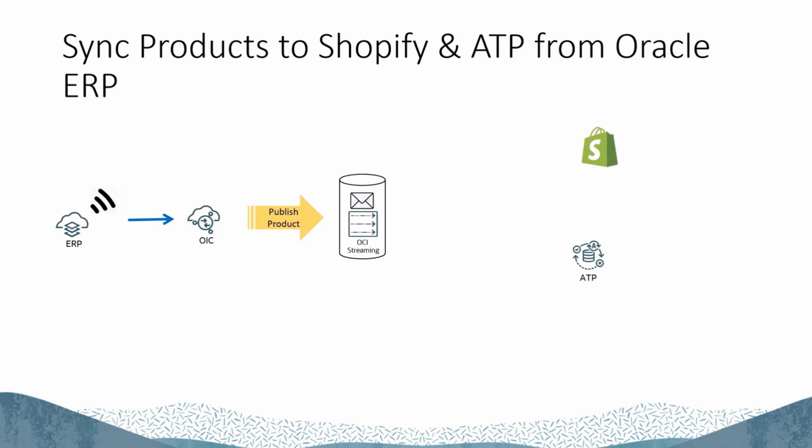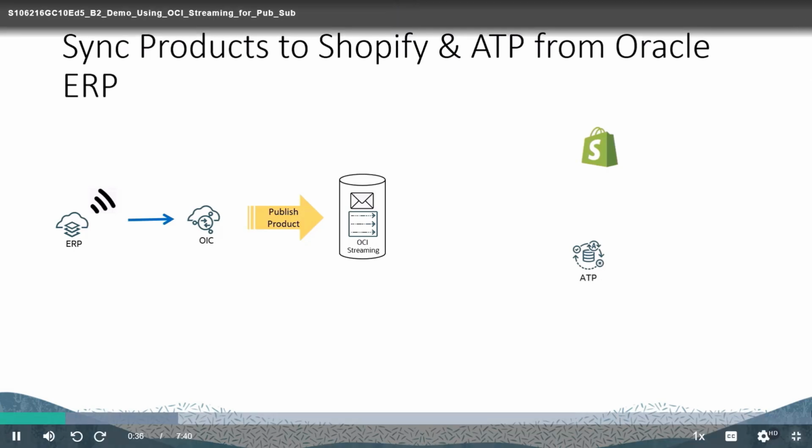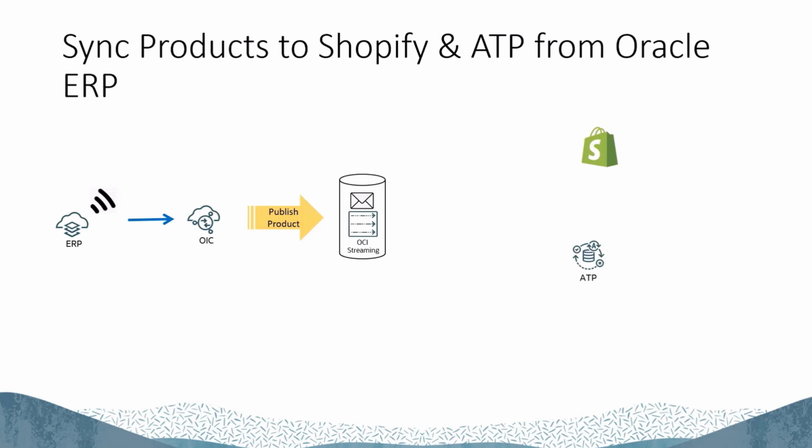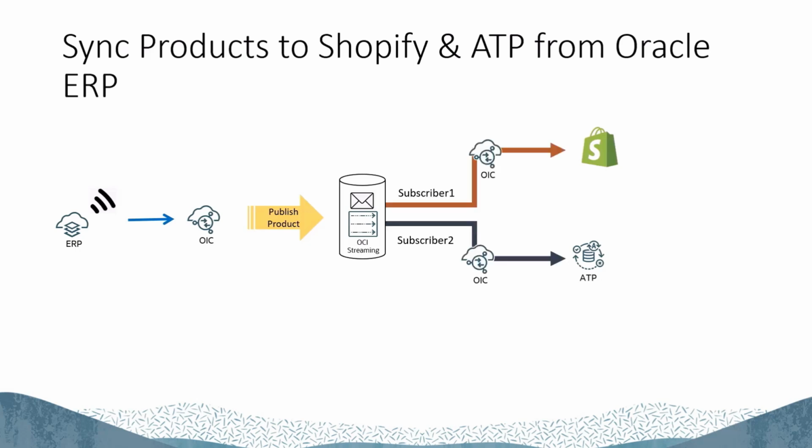Whenever a product gets created in the ERP, an event gets generated, and the same event is captured by the OIC Oracle ERP adapter and published into OCI streaming using the OCI streaming adapter. The same message can be captured by the OIC streaming adapter and then processed to Shopify and ATP as well by creating a couple of integrations.